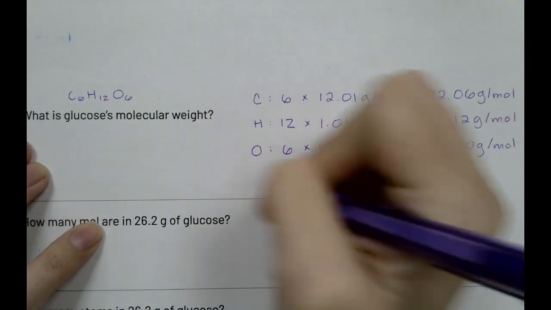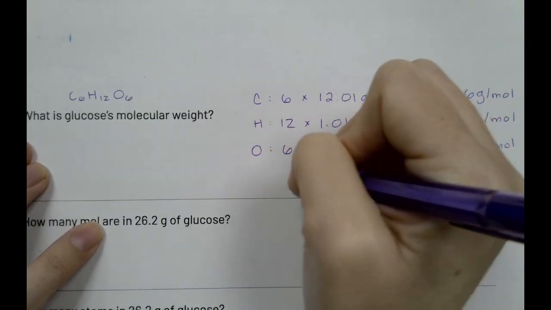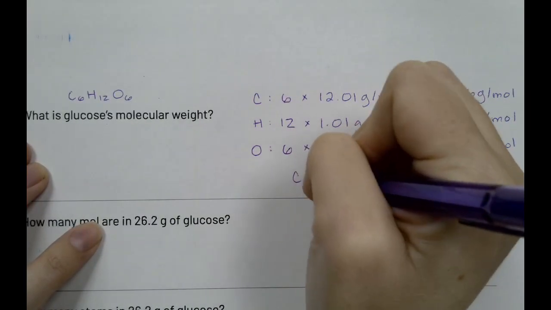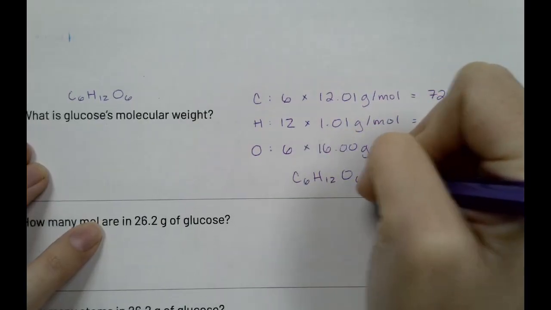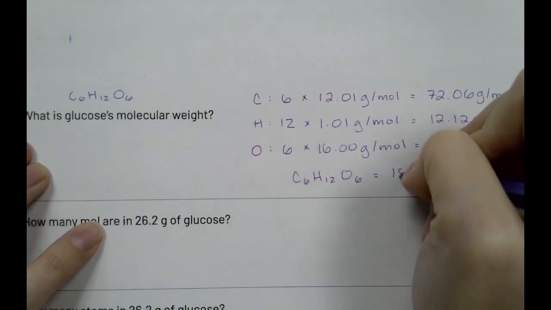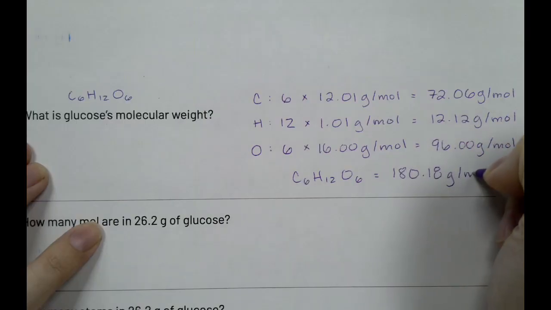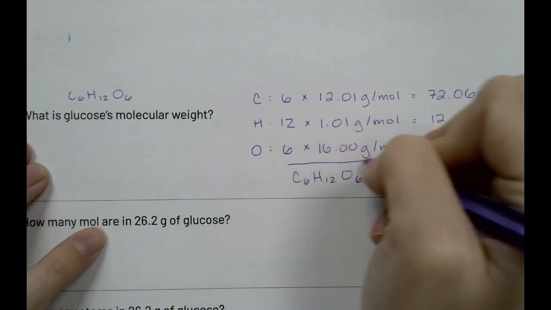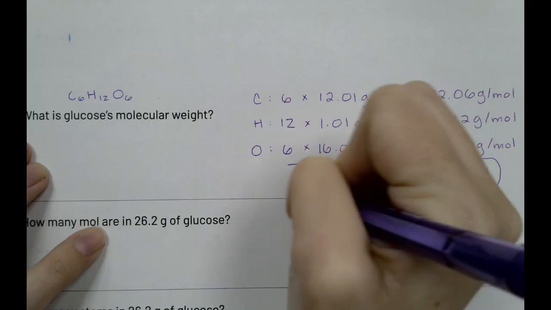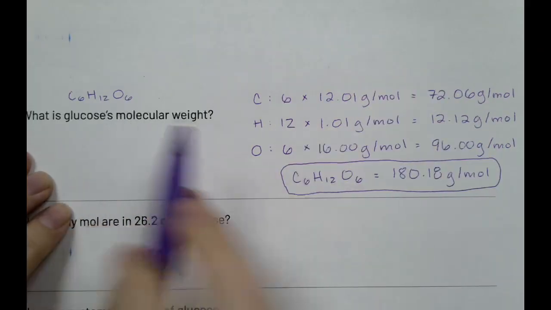If we add those all together, overall, we see that C6H12O6 weighs 180.18 grams for each mole of it. So that is its molecular weight, or molar mass. That's another way to say it.